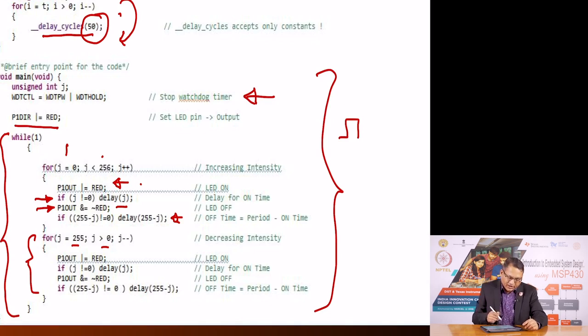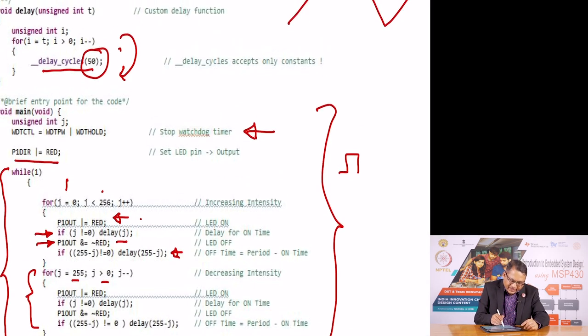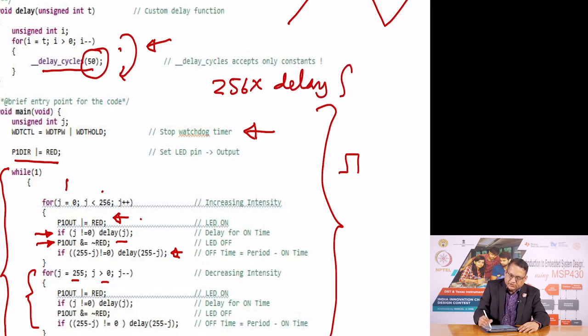Now, based on the delay cycle here, you would expect a certain amount of period. The period of your PWM signal will be 256 into the delay time period, the delay function. This is the basic period of the PWM signal.